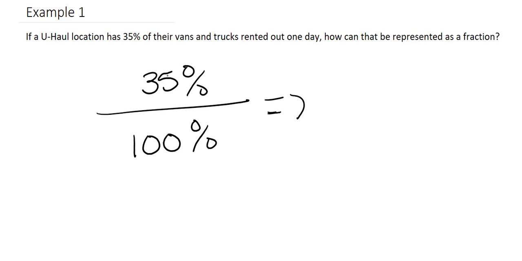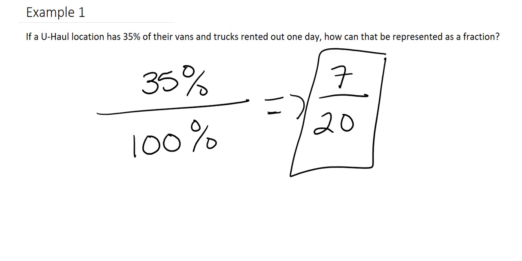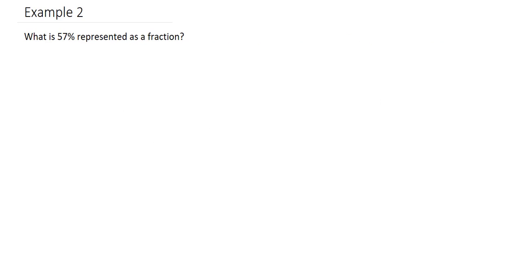So we reduce by just dividing the top and bottom by 5. So 35 divided by 5 is 7. 100 divided by 5 is 20. And that would be our reduced fraction. Let's go ahead and look at the second example.